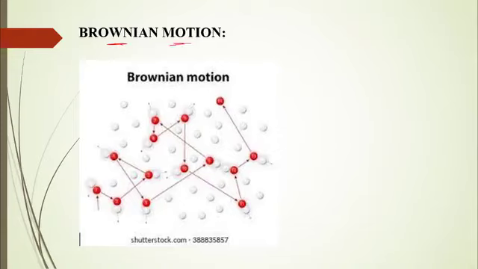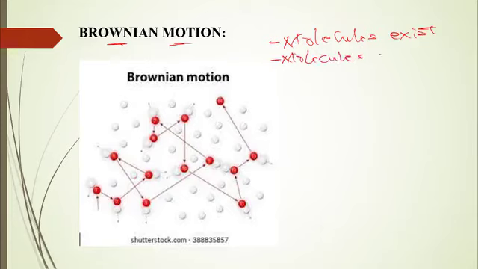And you may wonder, what does Brownian motion have to do with atoms and molecules? Now, Brownian motion actually helps to prove two important facts. Brownian motion proves that molecules do exist. Molecules exist. That is one thing that Brownian motion teaches us. Brownian motion also teaches us that molecules are continually in motion.